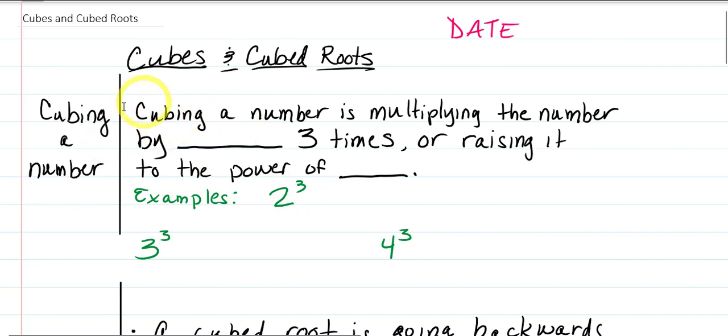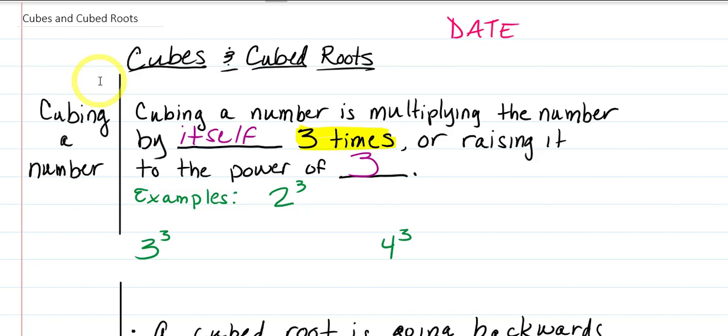Where we're talking about cubing a number. Cubing a number is multiplying the number by itself. So just like we did in square roots, we're multiplying it by itself. But this time we're multiplying it 3 times instead of 2 times. Or another way to say it is that we're raising it to the exponent of 3.